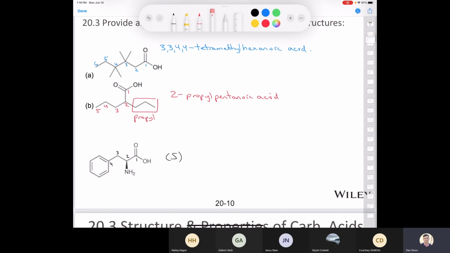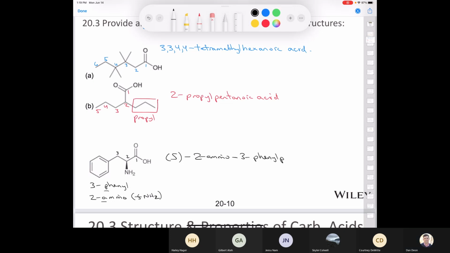We've got a 4-phenyl. Sorry, did I put a 4 there when I didn't mean to? Yeah, that's not right. We've got a 3-phenyl. I'm just writing it down here. We've got a 2-amino, right? An amino is when you have an NH2. That's called an amino group. So we've got 2-amino and then 3-phenyl propanoic acid. So let's write that down. So S-2-amino-3-phenyl propanoic acid.